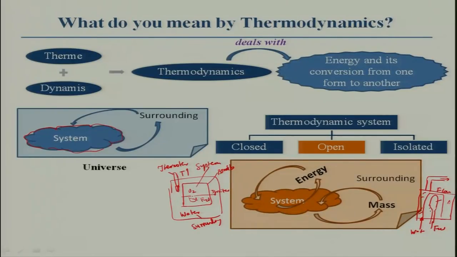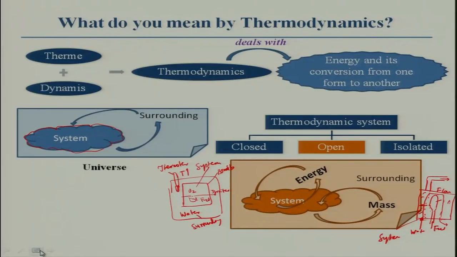So, if I take this as a system boundary, then what is happening? Your fuel is coming in, and of course, the mass will be going out, the gases, the products, and this is my system boundary. And this water is your surrounding. Of course, water is also flowing, but we are not bothered about it. So there will be exchange of heat or energy transfer and mass also being transferred in this system. Therefore, that is an open system.